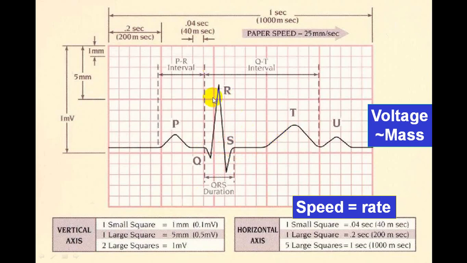This QRS complex corresponds to ventricular depolarization, and this T wave corresponds to ventricular repolarization. This ST segment is the period between depolarization and repolarization. So the QRS complex corresponds to ventricular depolarization, and as far as the cardiac cycle is concerned, it is ventricular systole.